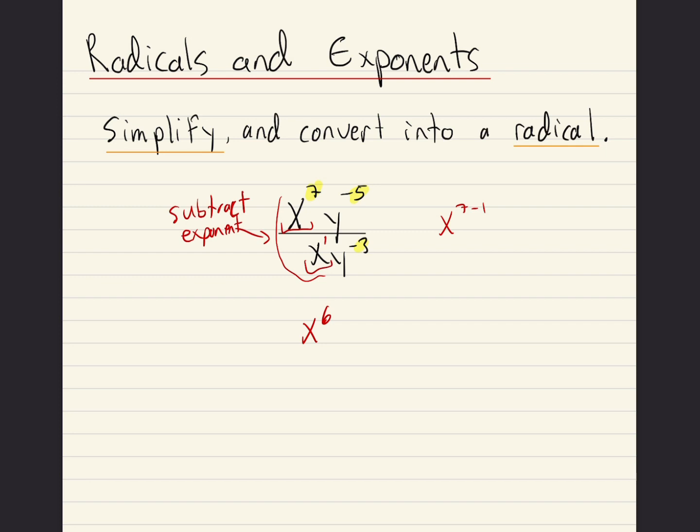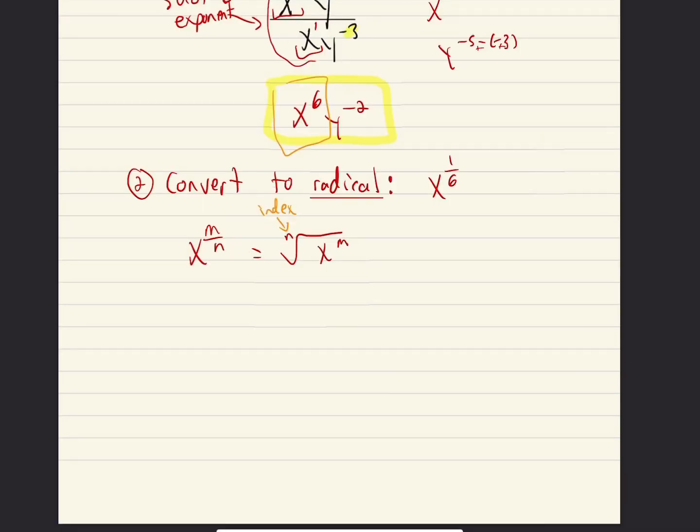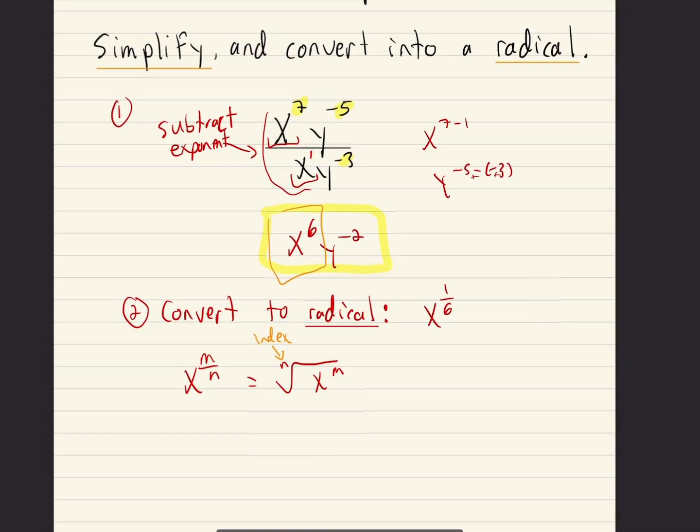And then we have y to the negative 5 minus y to the negative 3. Well, that's the same thing as saying negative 5 minus negative 3. And that's going to be y to the negative 2. So here now we have a simplified exponential expression. So we won't ask you to convert the radical above. That is too complicated for grade 10.